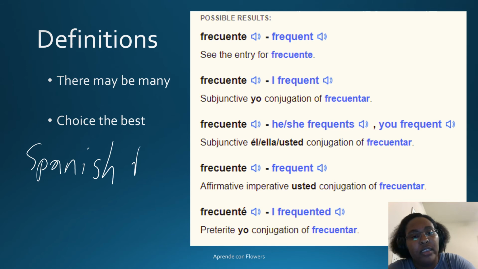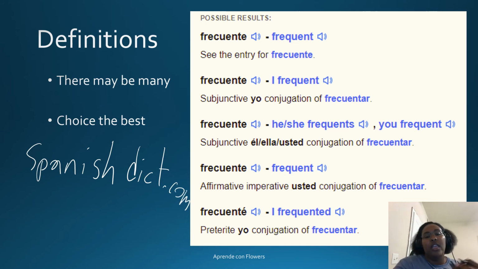And then it's SpanishDict.com. It'll really help you when we get to conjugations, and it also helps you with figuring out where emphasis is on a word. So let's say you have a word and you're like, I really can't hear where the stress is, or I don't know if I'm saying it right. You can use SpanishDict and they can sound the word out for you, but also give you definitions.